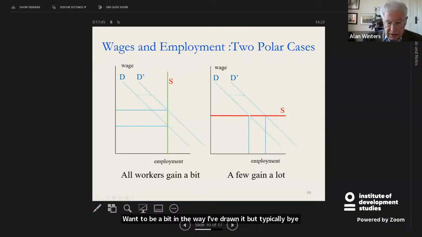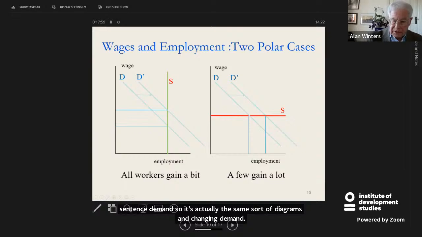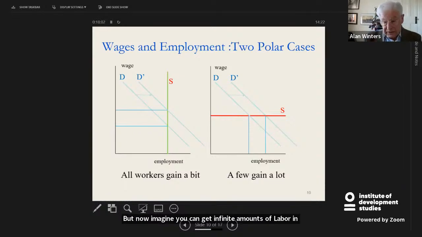And I want to contrast that with the other possible outcome, with exactly the same set of demand. It's exactly the same sort of diagram, same change in demand. But now imagine you can get infinite amounts of labour in and out of your economy at this fixed wage. In other words, if the wage in your region goes up a little bit, people come in from outside. Then we find that the wage is pinned down by the fact that there are always more people willing to work for that wage, but employment increases. So in the first case, the wage for everybody goes up. And in this case, the wage for many people doesn't change at all, and some people get from implicitly no job into some job. In other words, a few gain a lot.